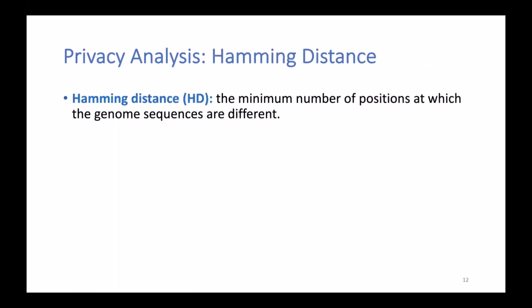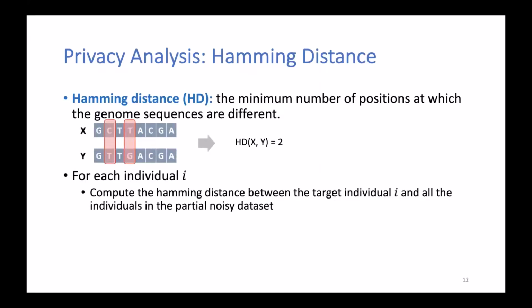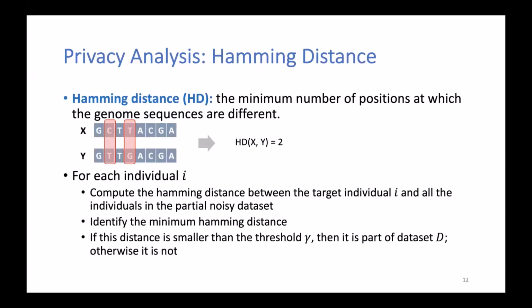To quantify the risk due to the shared partial noisy dataset, we use the Hamming distance between the genomes. Hamming distance shows the minimum number of positions at which the genome sequences are different. For instance, given X and Y, the minimum number of substitutions required to convert X to Y is 2. To quantify the risk for each individual, we compute the Hamming distance between the target individual and all the individuals in the case group of the partial noisy dataset, and identify the minimum Hamming distance. If this distance is smaller than the threshold, then the individual is part of the dataset, otherwise it is not.